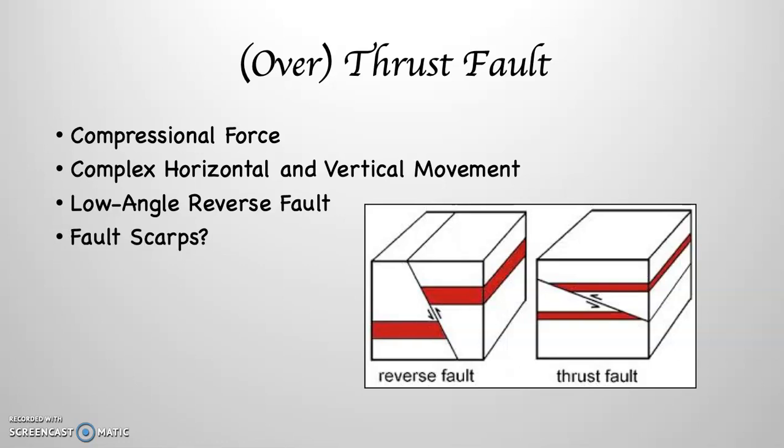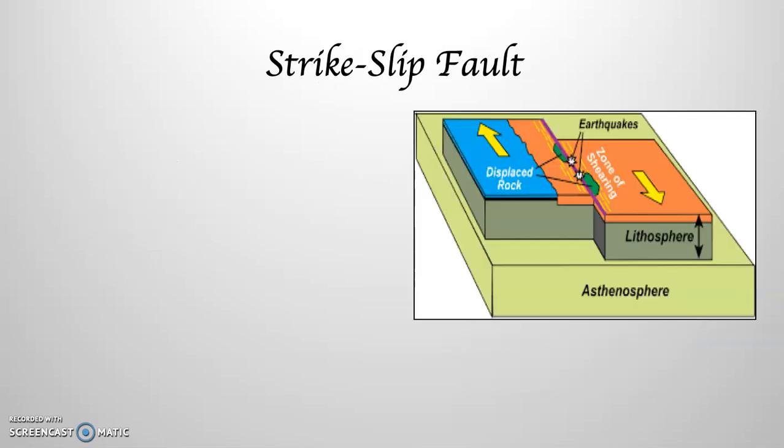Do they make fault scarps? Well, sometimes, but not always. The Alps and some parts of the Rockies are formed this way.